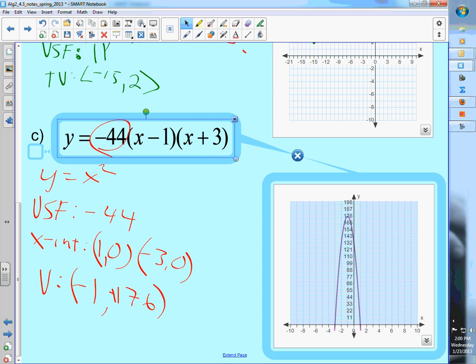Add the two x-intercepts up and divide by 2. Remember, your intercepts are always equidistant from your axis of symmetry. So if we add them up and divide by 2, that'll give you the x-coordinate of the vertex and the equation of the axis of symmetry. So that's what it looks like.